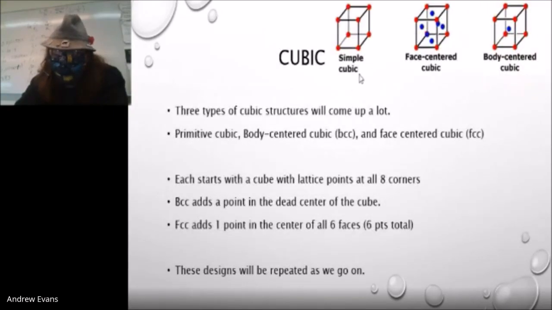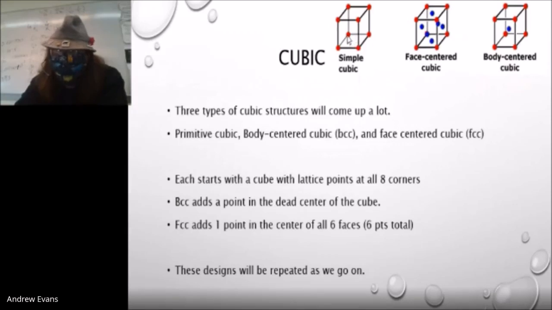Now, the 3 most common unit cells we're going to look at are these cubic shapes. We have what's called a simple cubic, a face-centered cubic, and a body-centered cubic. Body-centered cubic will be abbreviated as BCC. Face-centered cubic will be FCC. But these guys will come up a lot.